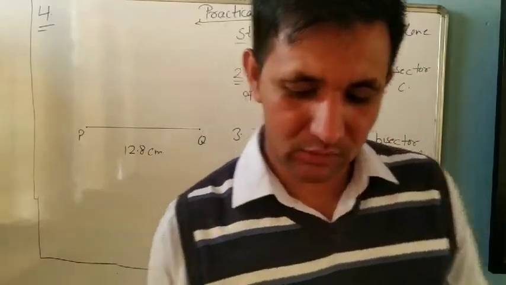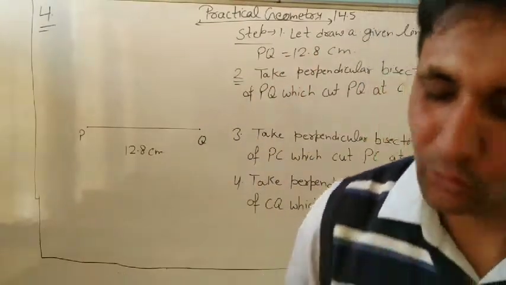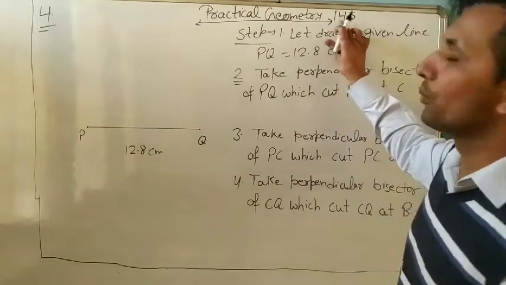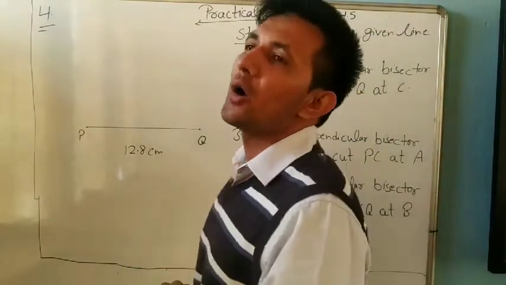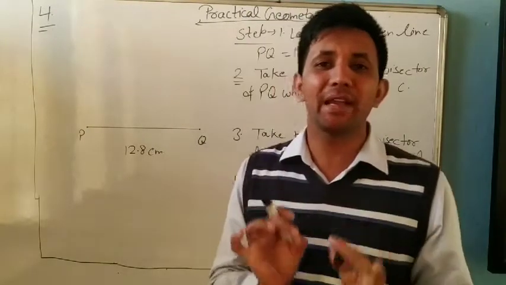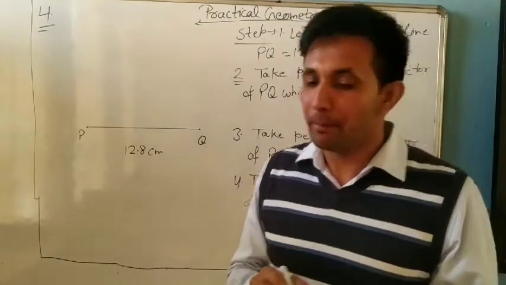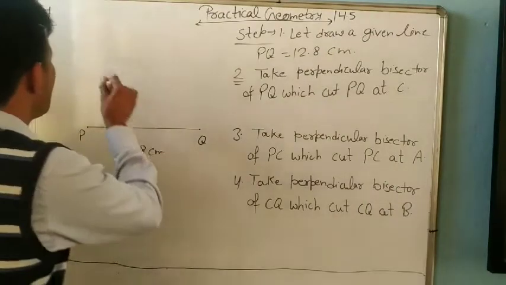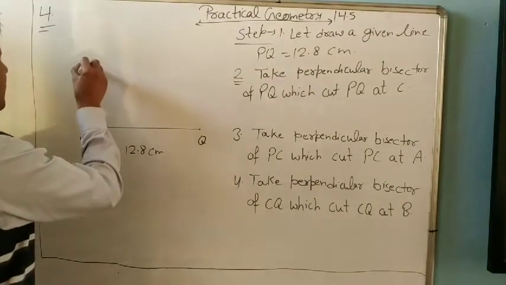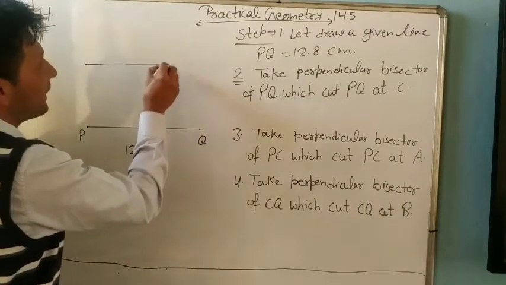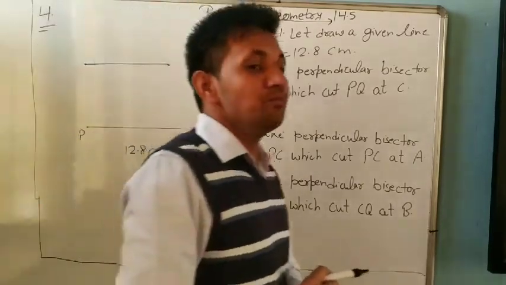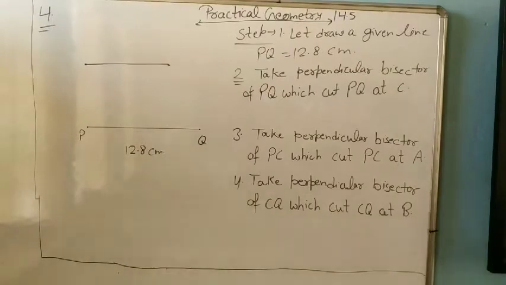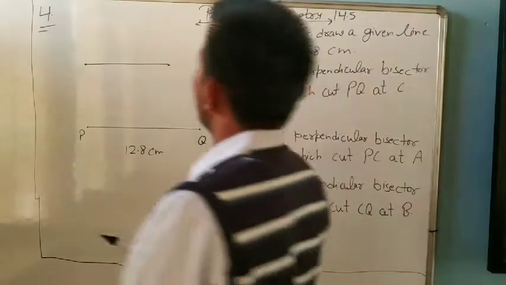In last class, we already learned up to question number 3 of 14.5. We learned how to take a perpendicular bisector. Perpendicular means 90 degrees and bisector means dividing it into two equal parts. So how will we take a perpendicular bisector?